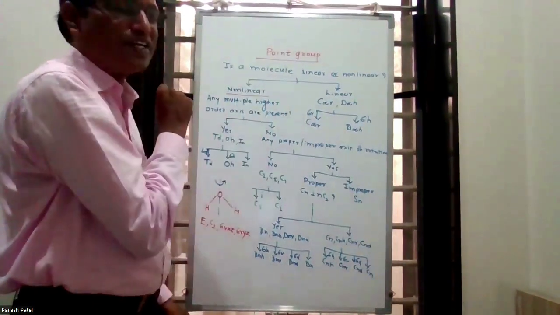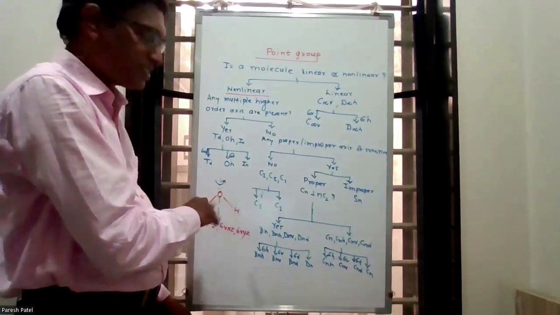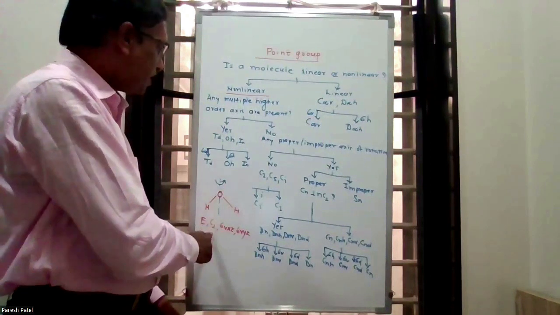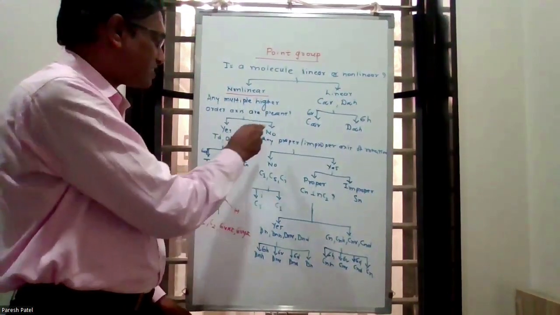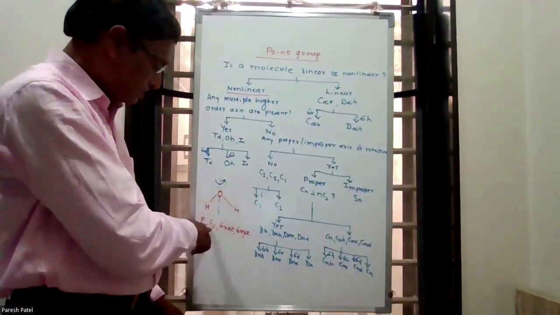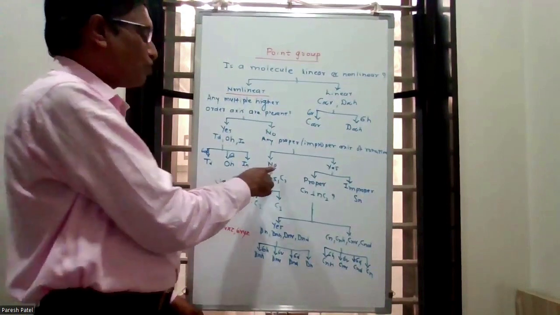Is the molecule linear or non-linear? Non-linear. Multiple higher-order axes, no. Multiple higher-order axes are absent. Why? The water molecule consists of only one C2. It means multiple higher-order axes are absent. Then we have to go for any proper axis. A C2 proper axis is present in the water molecule. So we have to go for yes.